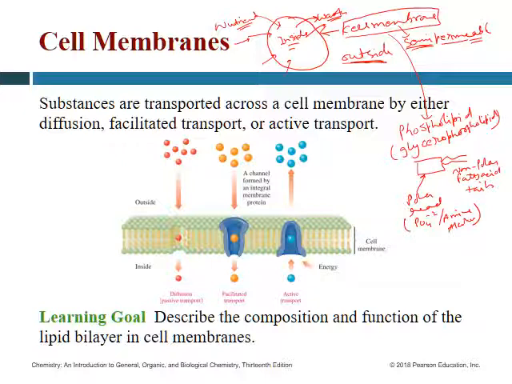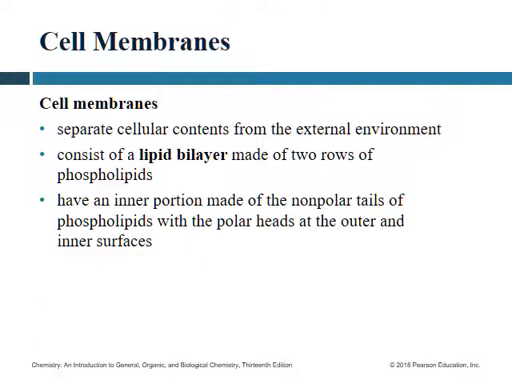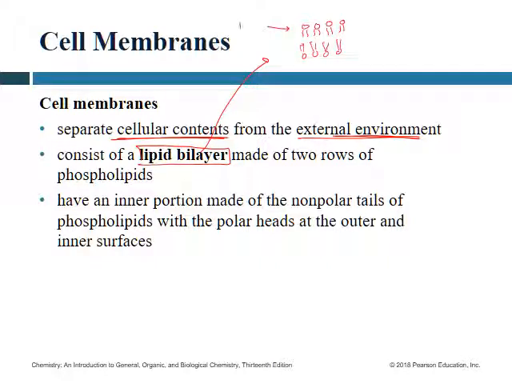So we'll talk about the cell membrane. As I already told you, the cell membrane separates the cellular content from the external environment, right? And it's a lipid bilayer. What is meant by lipid bilayer? It means you have two layers of lipid. This is the first layer of lipid, this is the second layer of lipid, so that is a bilayer, right?